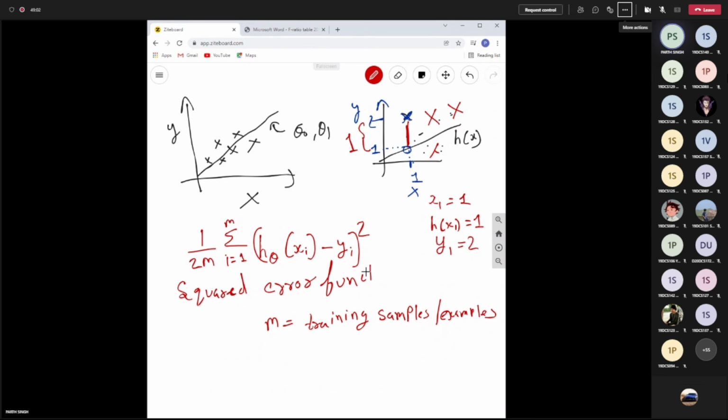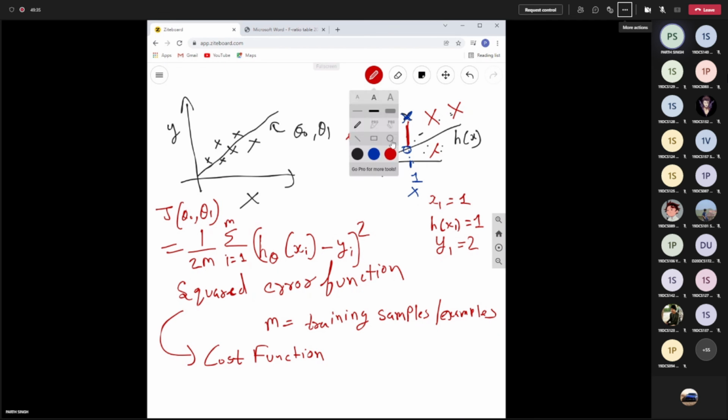Okay, and this function is also known as the squared error function, also known as cost function, and typically it is denoted by j of theta 0 comma theta 1.